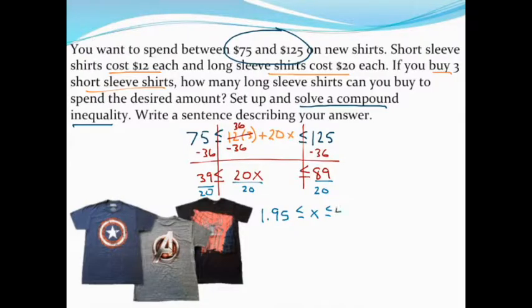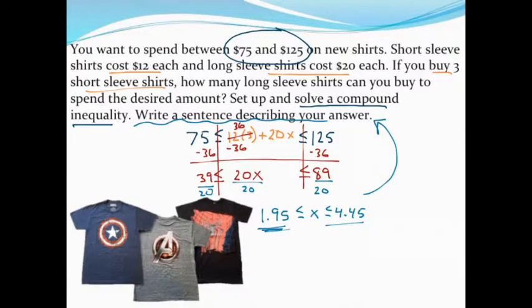I've gone ahead and done the math already. If you need to pause and double check me, you can. But I find out that x, the number of shirts I can buy, is more than 1.95 shirts, but less than 4.45 shirts. Again, always go back and read the question and see what you're trying to figure out. In this case, we're going to write a sentence to describe our answers. If x stands for the number of shirts, there's no way I can buy 1.95 shirts. It doesn't make sense.